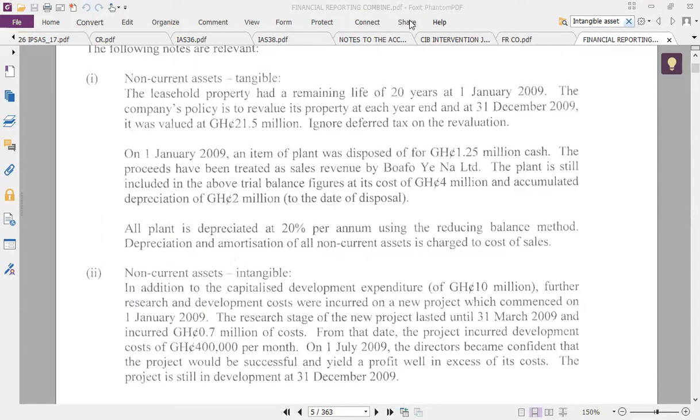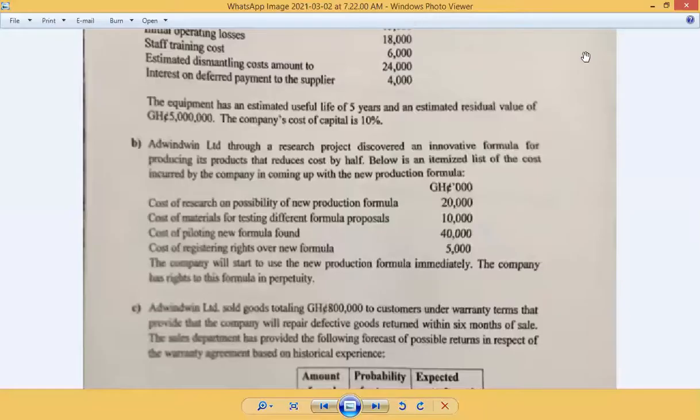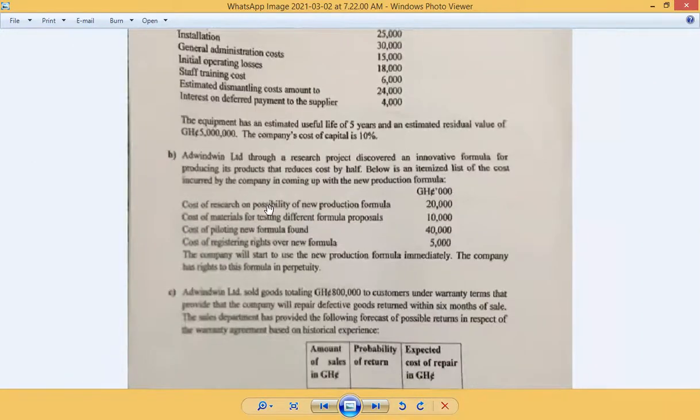Okay, then let me look for the last question. Engineering Limited, through a research project, discovered an innovative formula for producing its products that reduces cost by half. Below is an itemized list of the costs incurred by the company in coming up with a new production formula. Cost of research on possibility of new production formula, 20,000 cedis. Cost of material for testing different formula. Cost of pilot new formula. Cost of registering rights over the new formula.